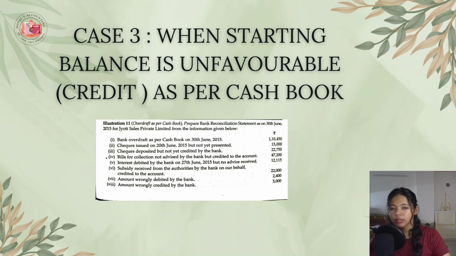Now you must think that the computation might be different, but it's not. We will be following the same method as we used in case 1 and 2. The only difference in this case is that in the first two cases we were writing the opening balance in the plus column. Now we are writing it in the minus column. Rest everything remains the same. So let's see how to solve this question.